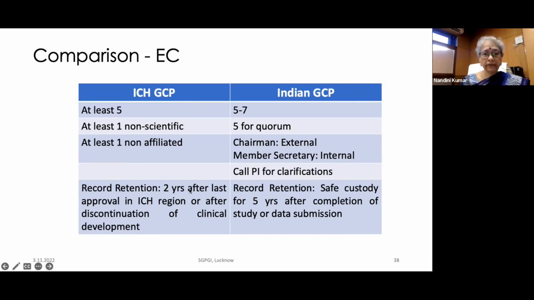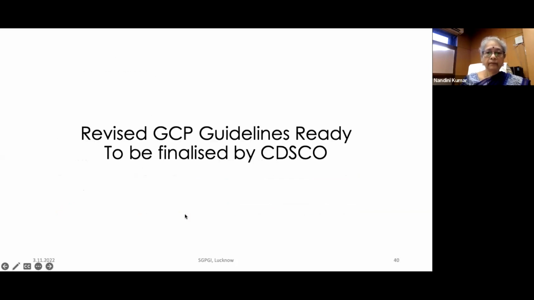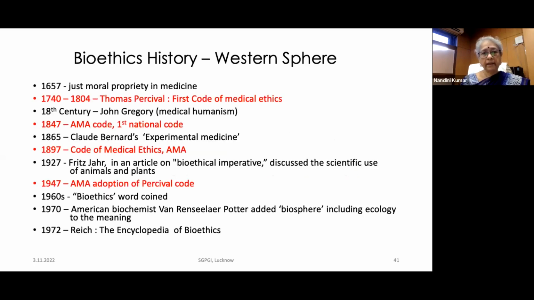Record retention is 2 years after last approval in an ICH region or after discontinuation of clinical development, whereas this stated that it should be for 5 years after completion of study or data submission. What did not change in the two versions is about the institutional review board, clinical trial protocol and amendments, and investigator's brochure. Now, this is what I said, it is ready, but it has to be finalized.